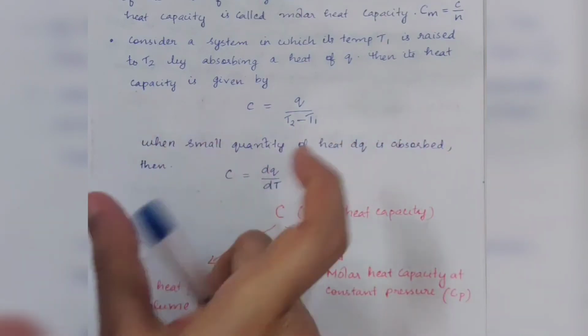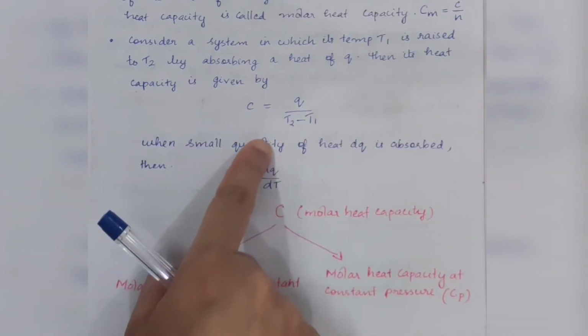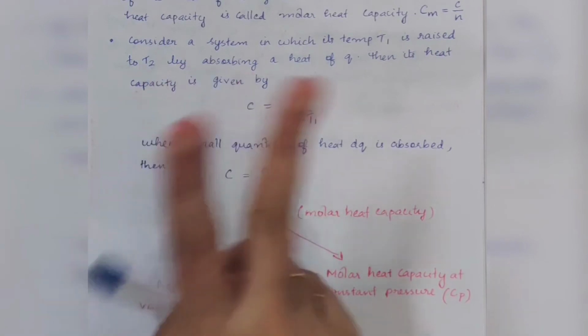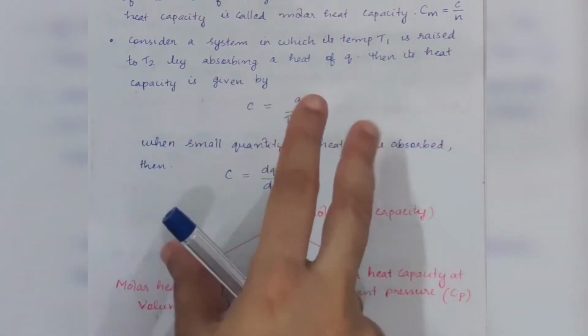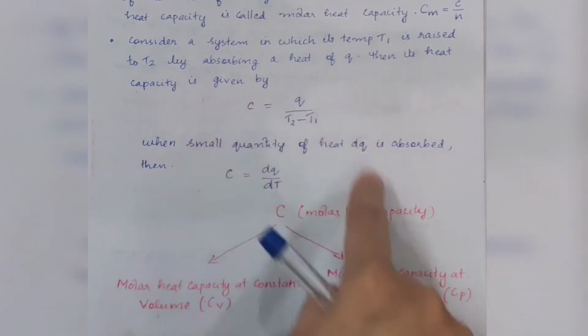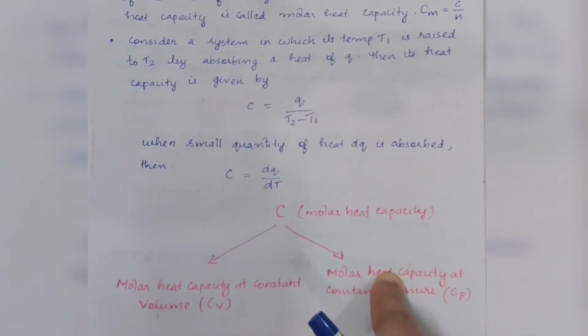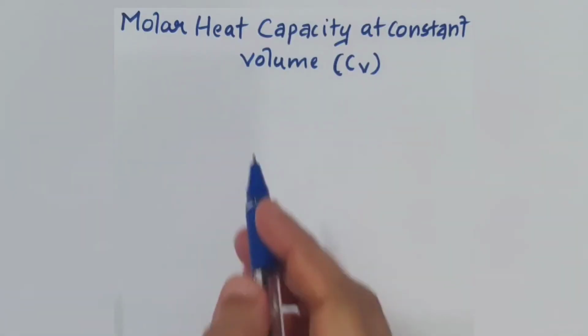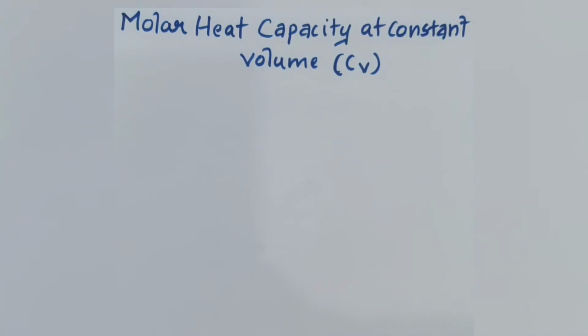Hence, there are two types of molar heat capacity: molar heat capacity at constant volume and molar heat capacity at constant pressure, Cv and Cp. First, we are discussing molar heat capacity at constant volume, that is Cv.